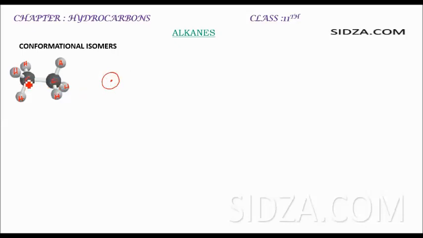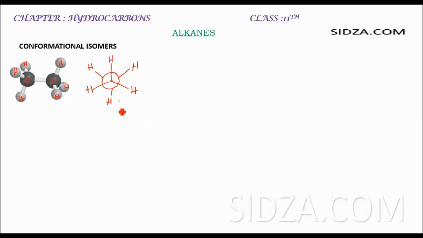What is this one? Yes, this is not the eclipsed but the staggered one. In between these two hydrogen atoms you have the other hydrogen, so there is no eclipsing. If I show the front hydrogen atoms like this, the back hydrogen atoms will be like this. So this is the staggered conformation.